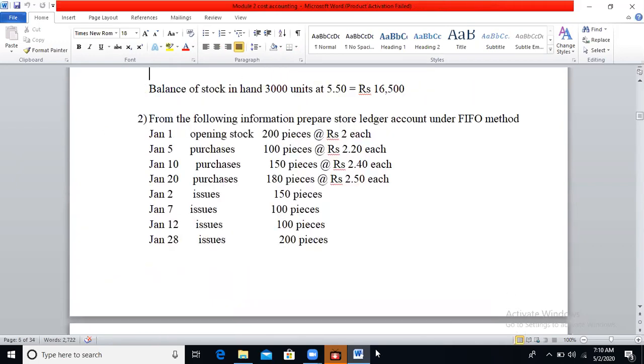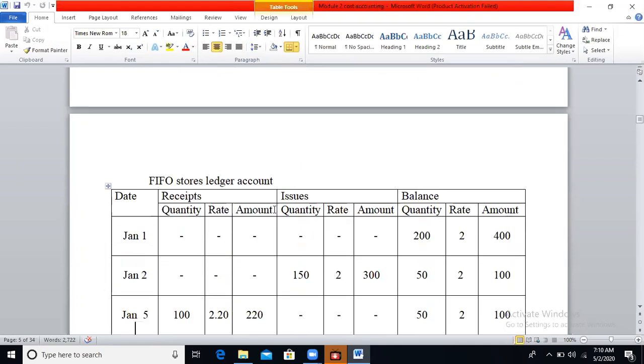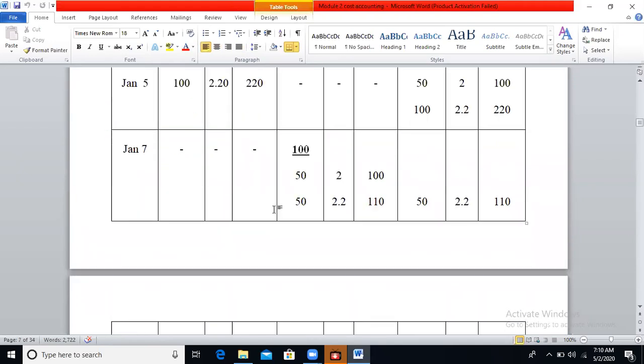Next is January 7th, we are making an issue, that is an issue of 100 pieces. So for the January 7th issue, write it in the issue column. January 7th is the date. We are making an issue of 100 units. So how will you price this issue of 100 units to the production department? First units will be considered and the first units' purchase price will be considered.